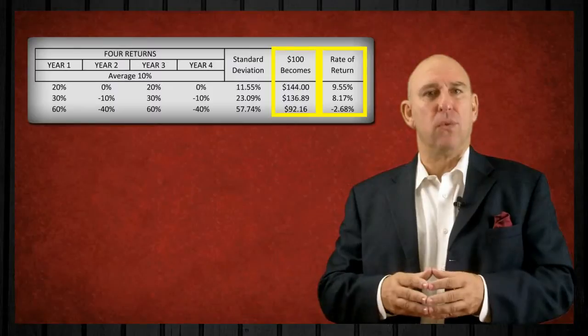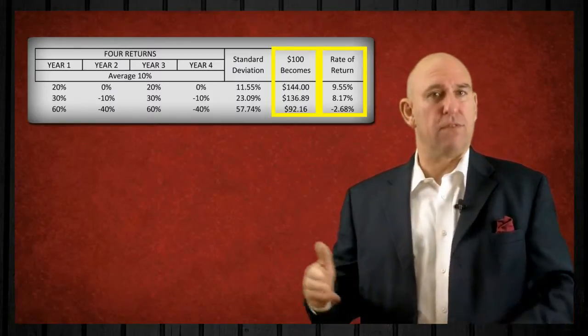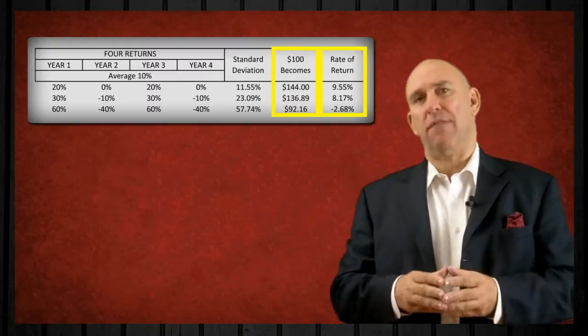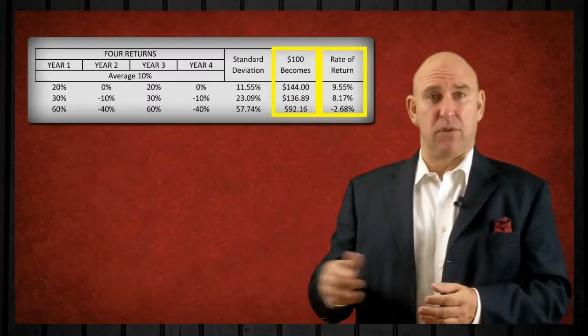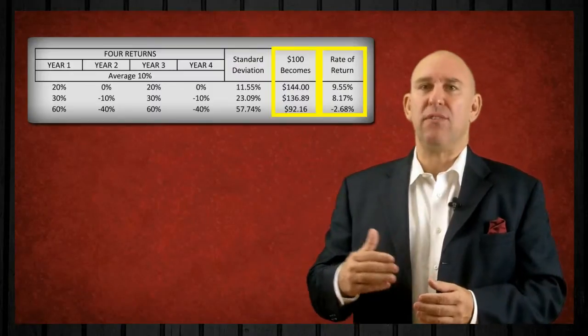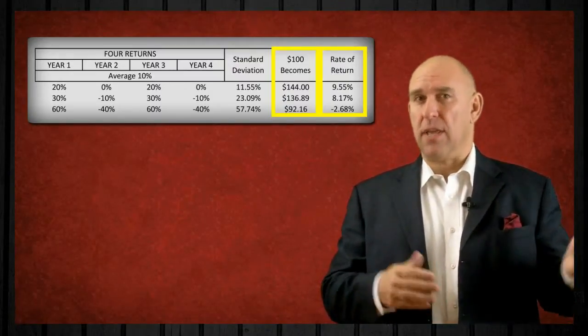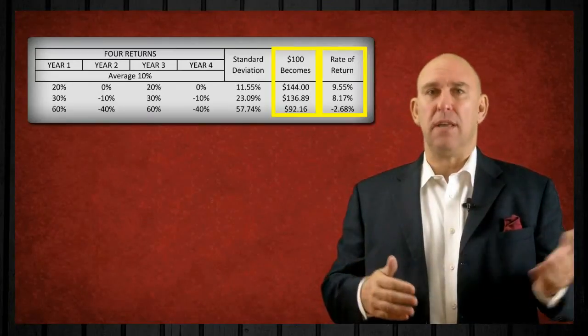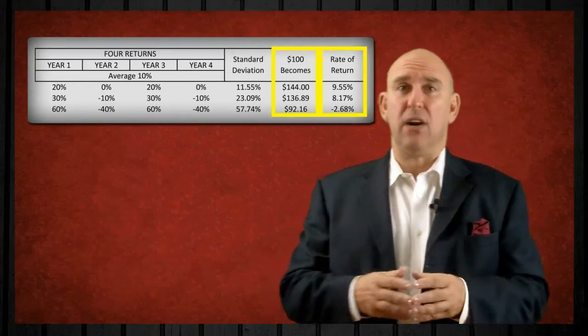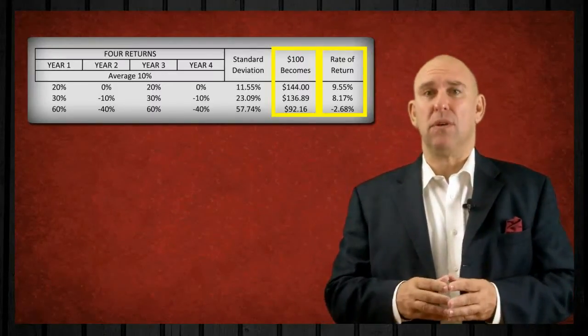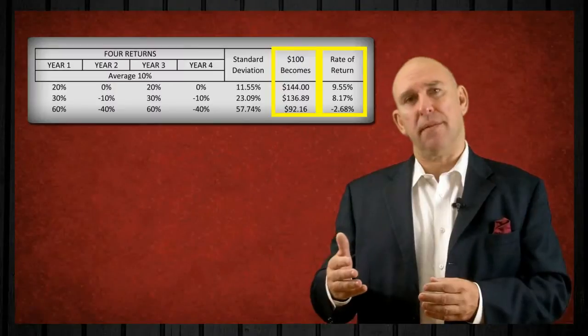Starting with $100, we'd wind up with $144 after the 4 years. Our average return is 10%, but the compound average return is 9.55%. Using another 4 returns that average 10%, but were plus 30, minus 10, plus 30, minus 10, starting with that $100, we'd have just shy of 137. That comes out to a compound return of just over 8%.